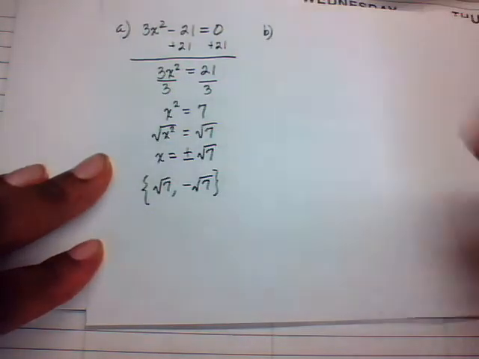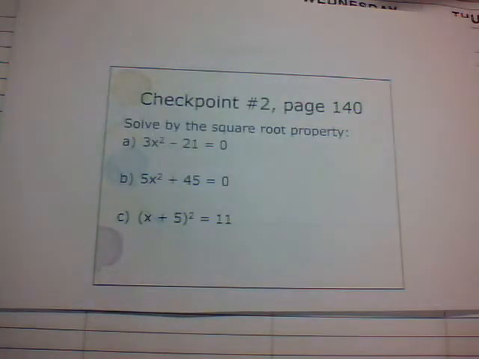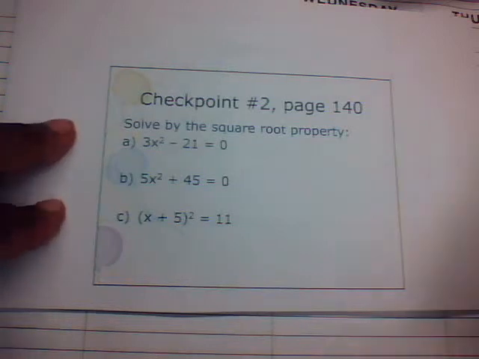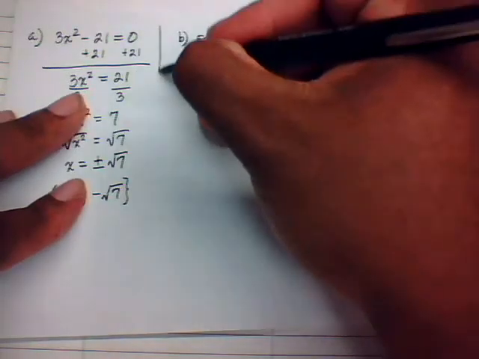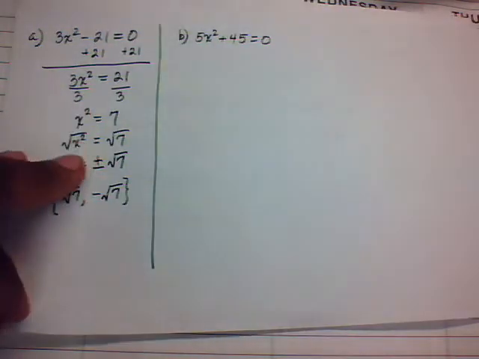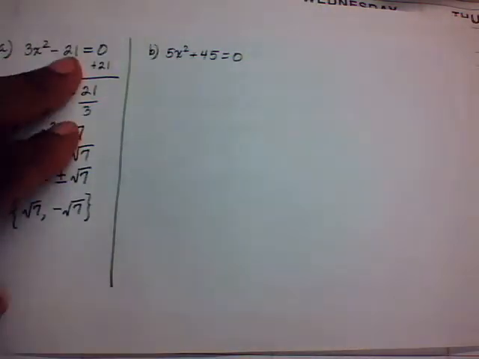Okay, now let's look at part B. In part B, you have 5x squared plus 45 equals 0. I'm going to draw a line here so I can separate part A from part B.